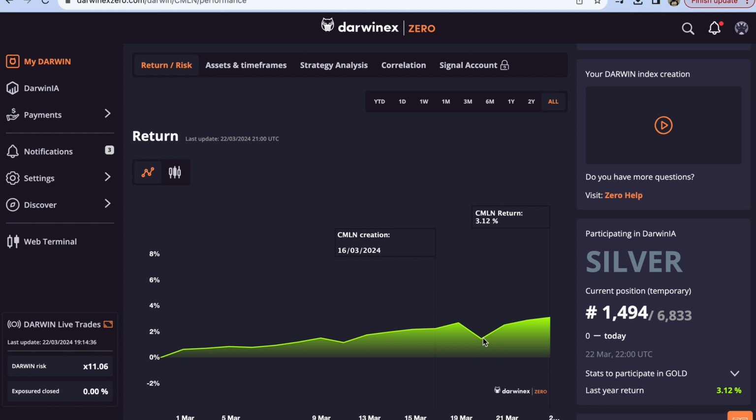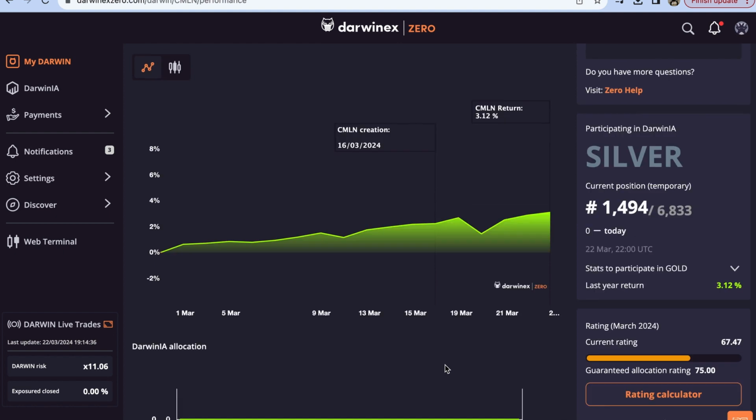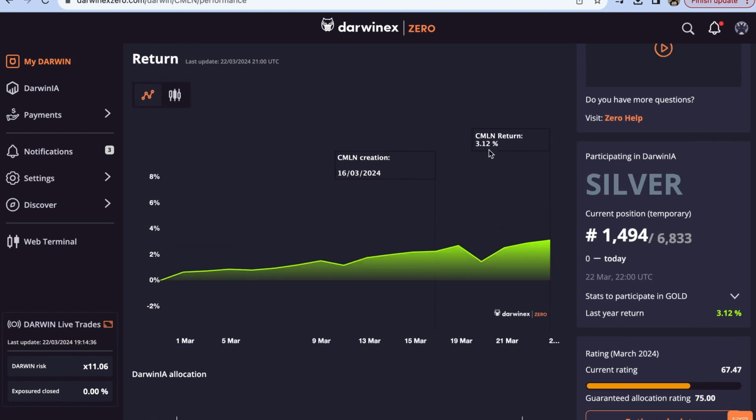It doesn't really matter. So as we can see, my equity curve for the past month so far has just been on a steady incline up, right? So nothing too crazy there. Highest return today is 3.12%.